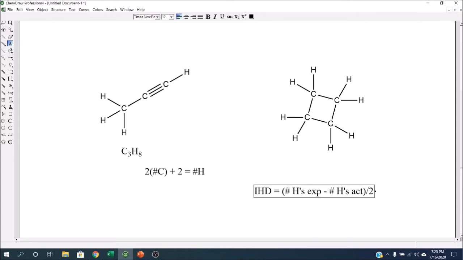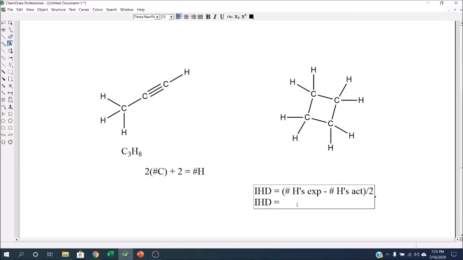Well, now we need to flesh out what is the number of hydrogens that I expect and what is the number of hydrogens that are actual. Well, the number of hydrogens that I expect is based on this chemical formula right here, this mathematical equation right here, that the number of hydrogens that you expect to find in a compound, I'll do this on a separate line so you can kind of see the process of thought here.